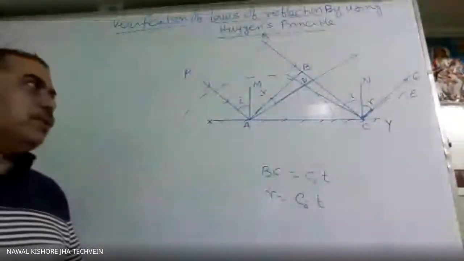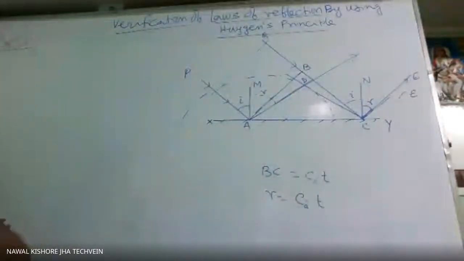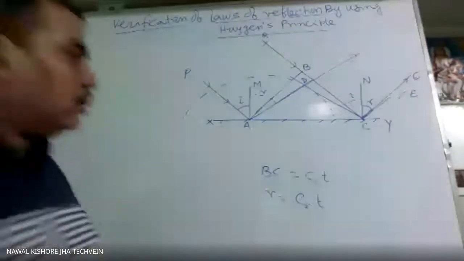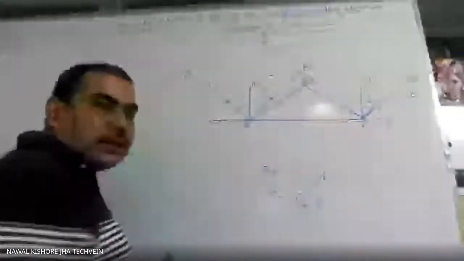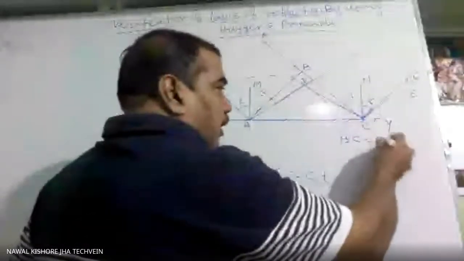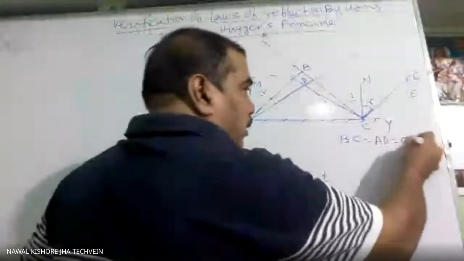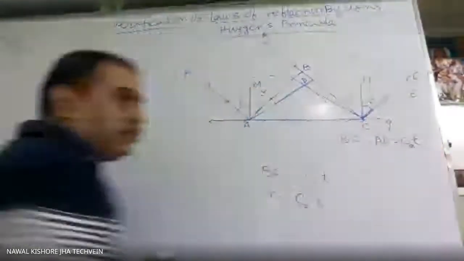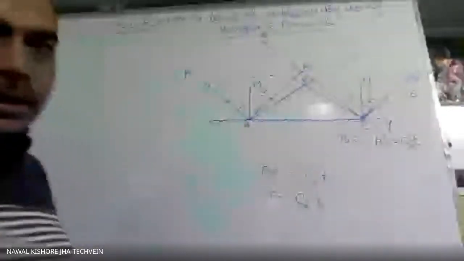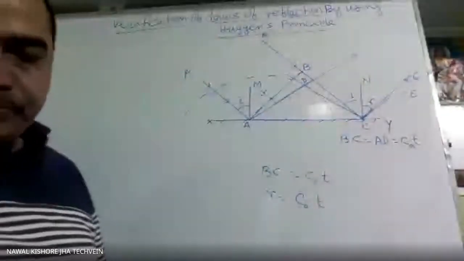We have to prove this: I and R are equal. Now this BC and AD are the same. BC and AD are equal, that is CA into P. AD is the radius, we have drawn it by taking the same distance, as the speed of light in air, the medium, is the same.